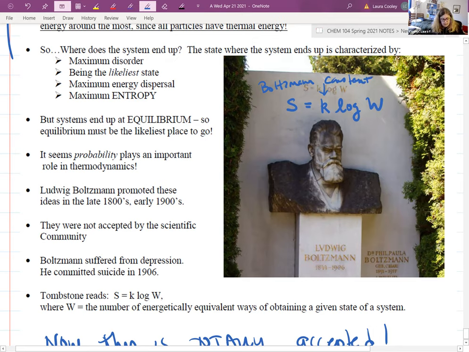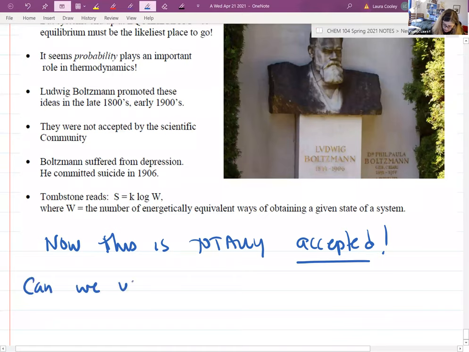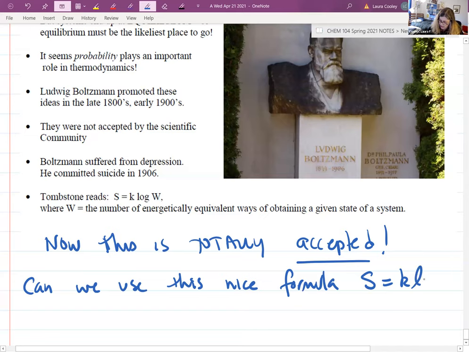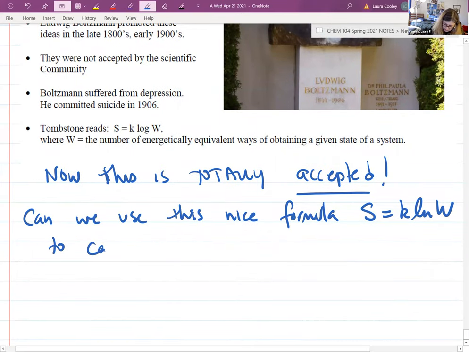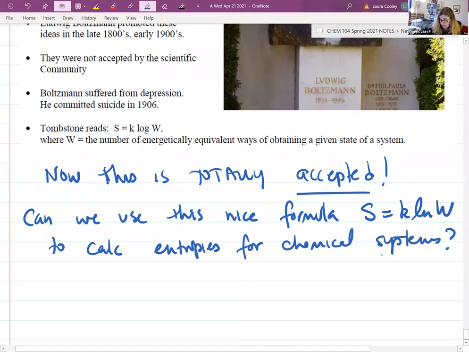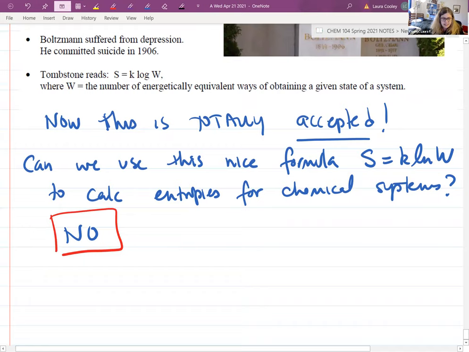So it seems like we should be able to use this nice formula, k log of W, to figure out the entropy of anything we want. So can we use this nice formula, S equals k log of W? He wrote L-O-G because log meant natural log back then. Can we use this nice formula to calculate entropies for our chemical systems? No, we absolutely cannot. The reason is we don't have systems like four particles in two chambers connected by a valve. We have carbon dioxide and water and all kinds of chemicals, and chemical reaction systems are just way too complicated.